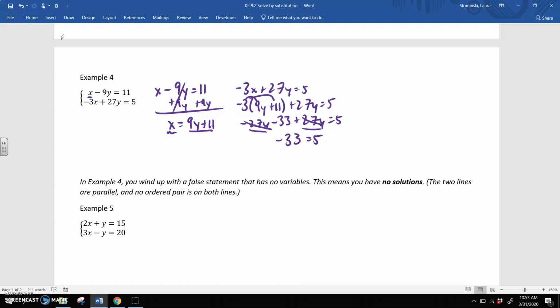Having said that, in this example, all of my variables went away again, so I can't get an answer. But the problem is I get negative 33 equals 5. And I'm hopefully thinking that you're saying that makes no sense, Ms. Selinsky. And that is true. It doesn't make sense, which means there's no solutions. And when there's no solutions, you are done. Again, it's a false statement. It has no variables left. So if you get through step 2 after your substitution and all the variables cancel out and it's not equal to each other, that's when it's no solutions.